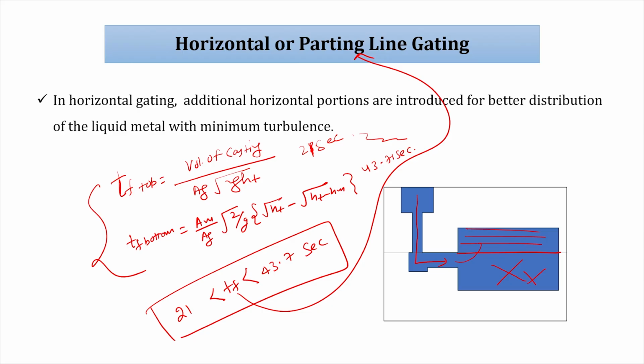Okay. So it gives the advantage that there will be no turbulence because velocity is less. So it will give the benefit of the bottom gating system, as well as the time of filling will be faster compared to the bottom gating. So you will fill the mold easily. So both ways it will give benefit.